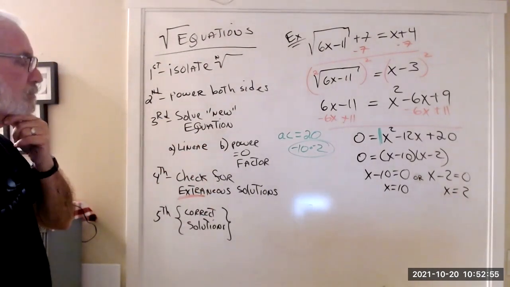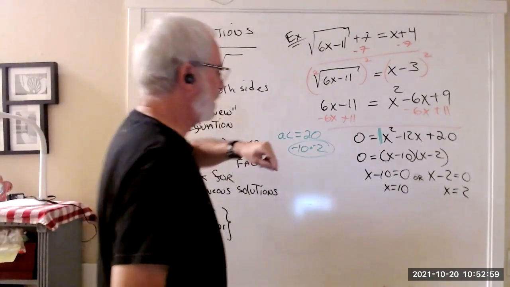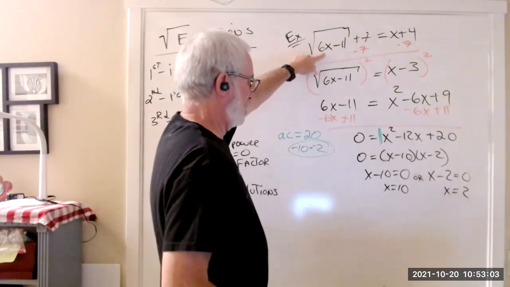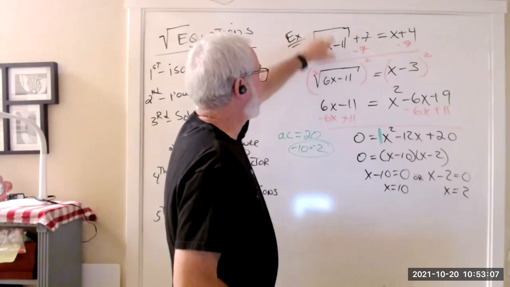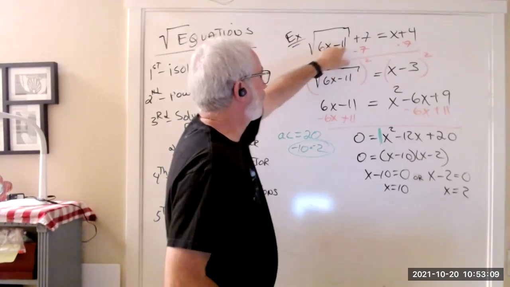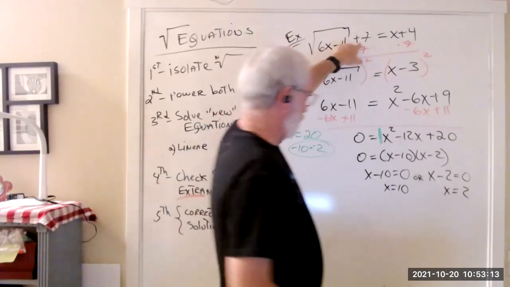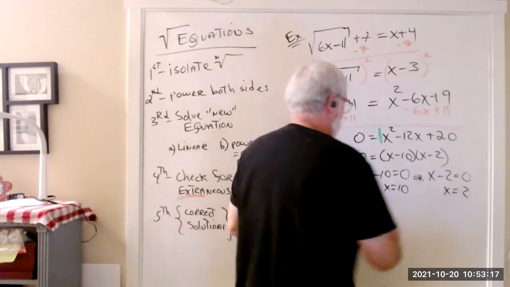Okay. And I'm checking back in the original. If x is 10, 6 times 10 is 60. Take away 11 is 49. Square root of 49 is 7. Plus 7 is 14. But this is 10 plus 4 is also 14, so that looks like it's okay.